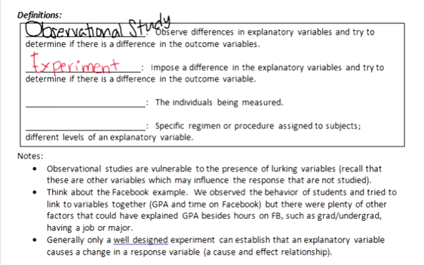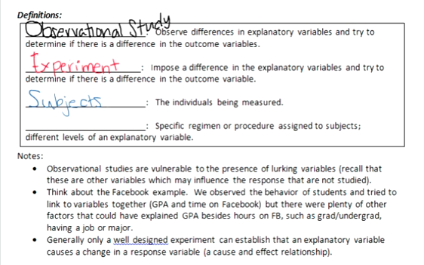The people involved in the study that we tested on are called subjects. Subjects don't have to be people. They can be rats, they can be trees. They're any individuals in which we are measuring values of the explanatory and outcome variables for them.